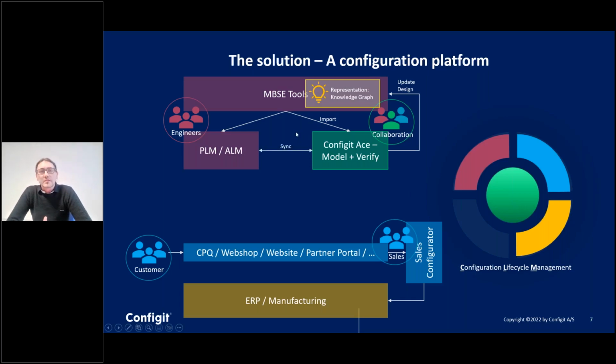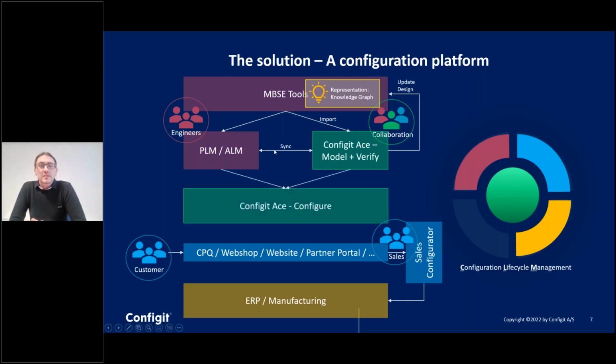We typically synchronize with the PLM and RLM world because the RLM typically defines what features and functions in the software are available, what are the hardware requirements underneath, and requirements to sensors and all these things. And on the PLM side, we have, of course, the bill of material and other information which has to be aligned with the configuration. So there's typically a link between both worlds. And then we will release this information into the configuration platform, Configit Ace Configure, which is kind of the runtime environment where now the different configurators can access the configuration from a single source of truth.